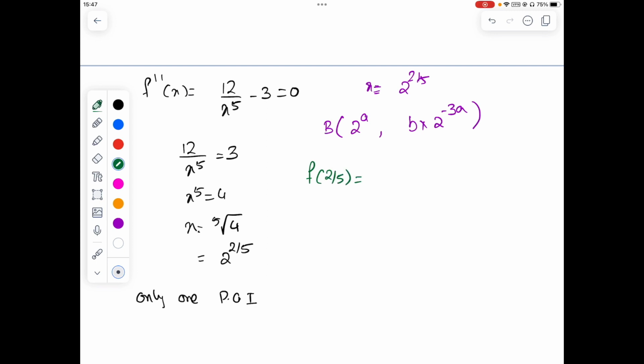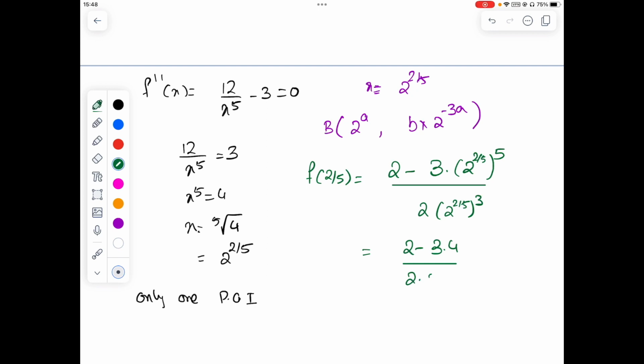So f of 2 upon 5, which is 2 minus 3 times of 2 power 2 upon 5 whole to the power of 5 divided by 2 times 2 power 2 upon 5 whole to the power of 3. So what does that become? 2 minus 3 times 4 divided by 2 times 2 power 6 upon 5. Which is nothing but negative 10, because 2 minus 12 is negative 12, and this is 2 power 1 plus 6 by 5, which is 11 upon 5. So it will become negative 10 times 2 power negative 11 upon 5.